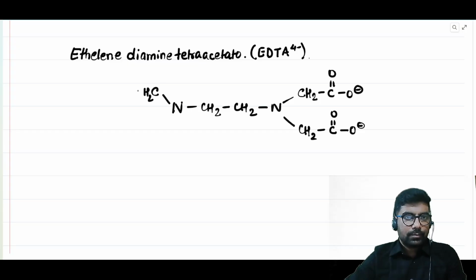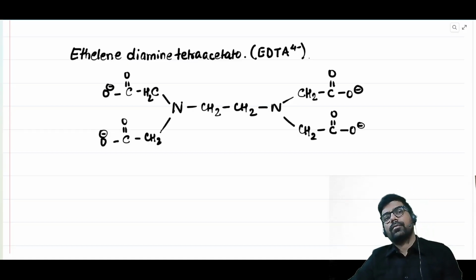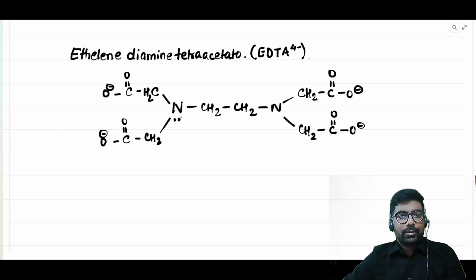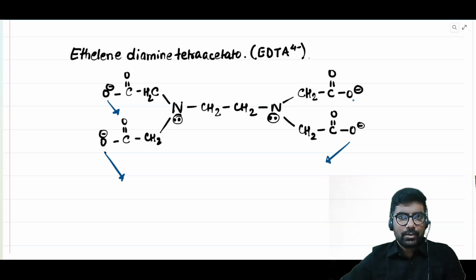This is another acetate group. This is another acetate group. Okay. Both the nitrogens have a lone pair also. So it can combine in how many ways? It can combine through this oxygen, O minus, this oxygen, O minus. It can combine with nitrogen, lone pair. This can combine with this nitrogen.